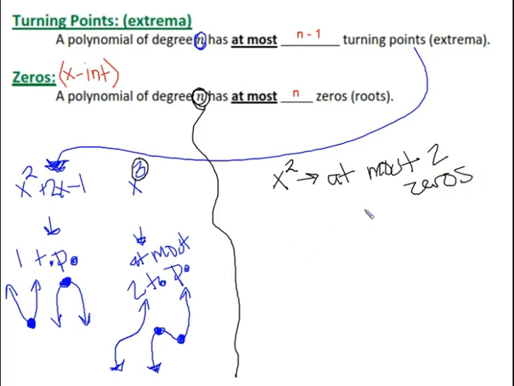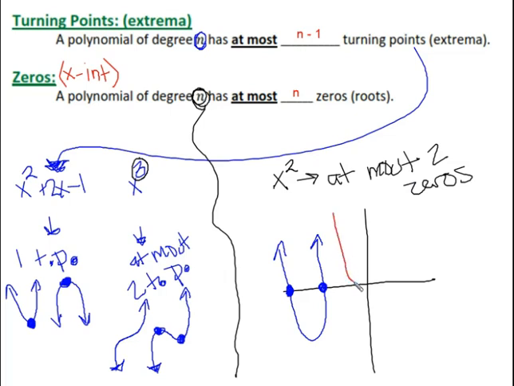Okay, now if we think about it graphically, we could have a quadratic that looks like this. We'll have our parabola, and notice how the zeros in that case would be right here and right here. So that is our at most 2 zeros. But we could have a parabola, for instance, that just sits on the x-axis. So in this case, we would just have 1. But notice how that still makes sense. We have at most 2 zeros.